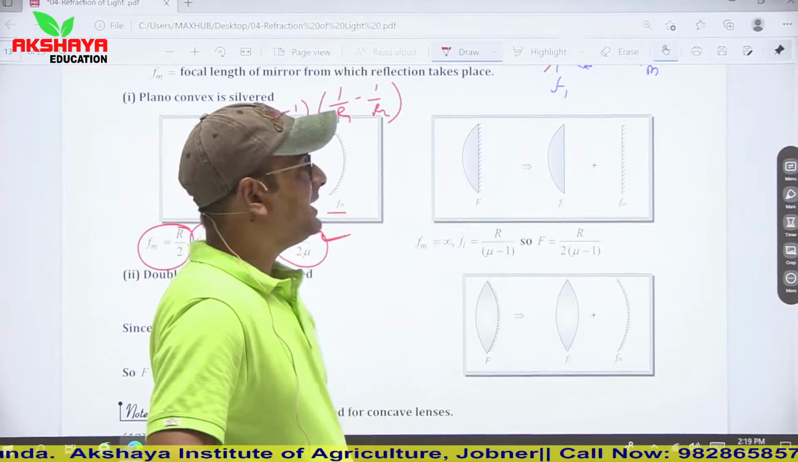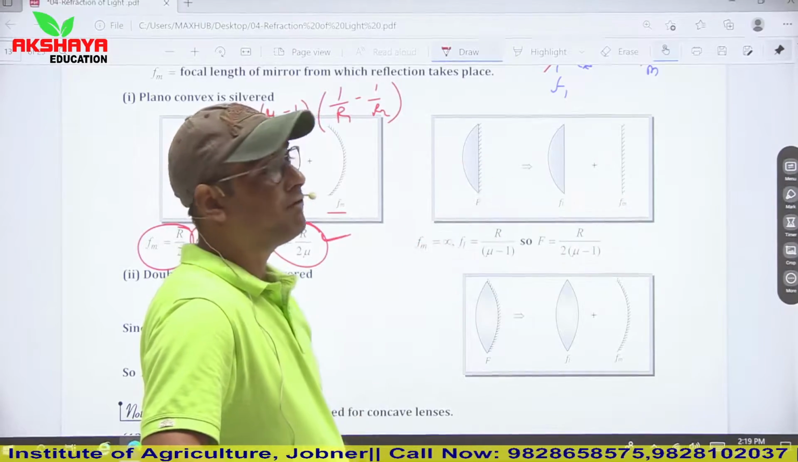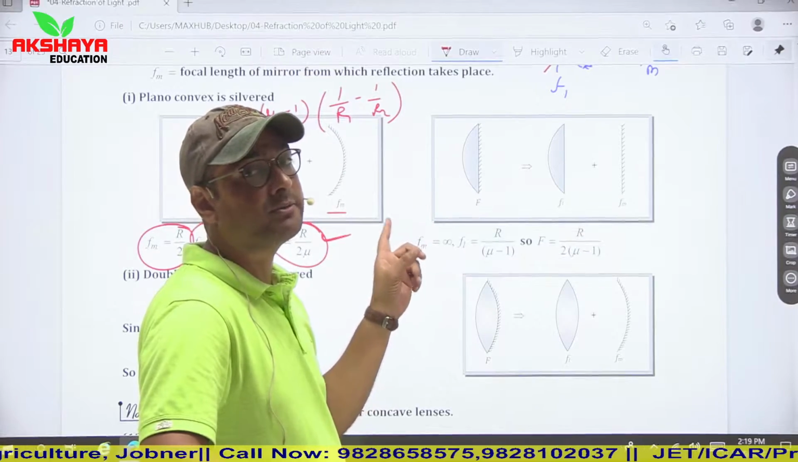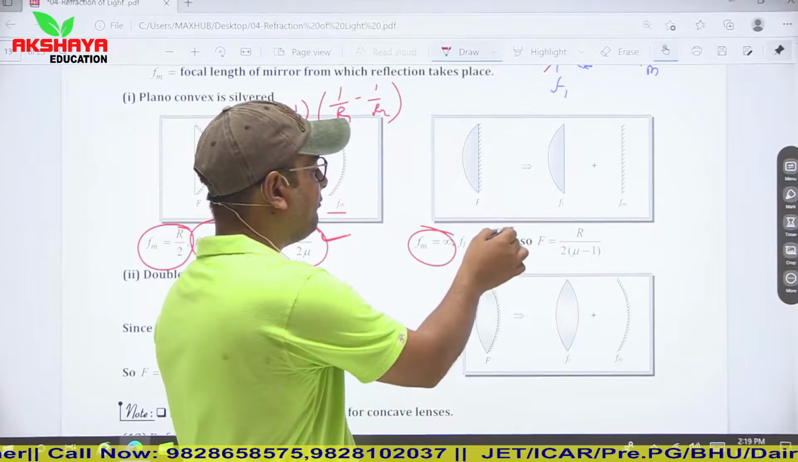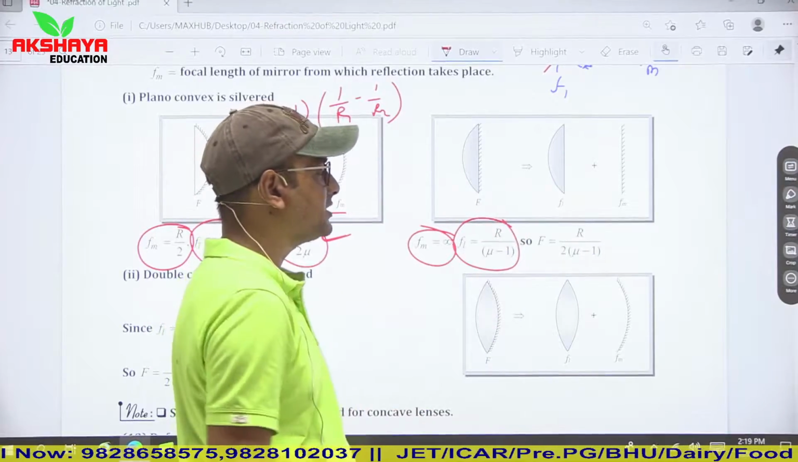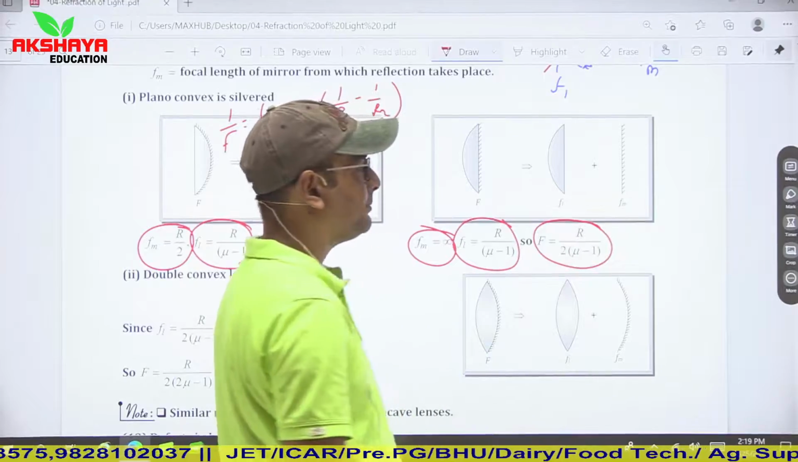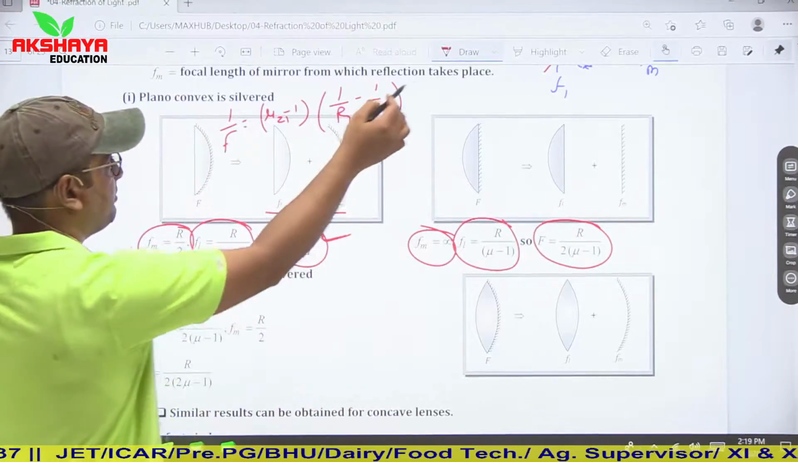In this case, if the plane surface is polished, then its focal length is infinite, because for planar surfaces the radius of curvature and focal length become infinite. So Fm becomes infinite, and F1 is equal to R upon mu minus 1. So we can say that for the net combination, F is equal to R upon 2 mu minus 1. So this is the general concept.